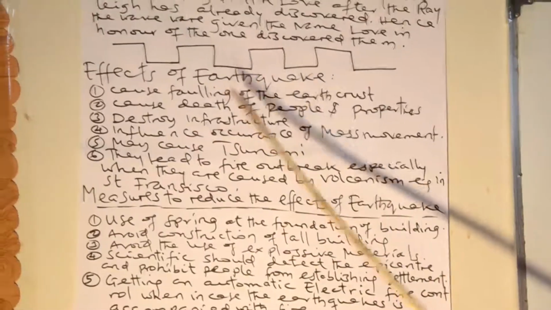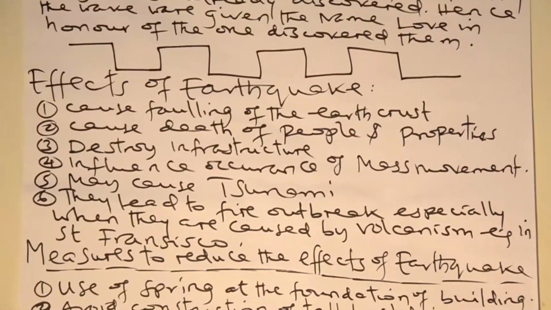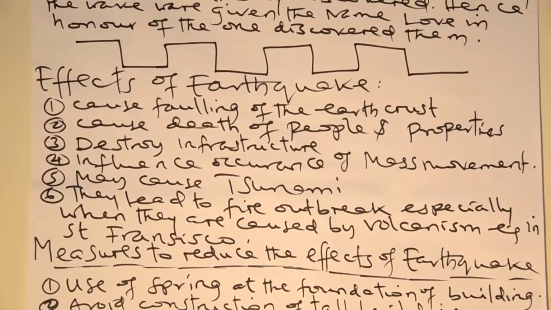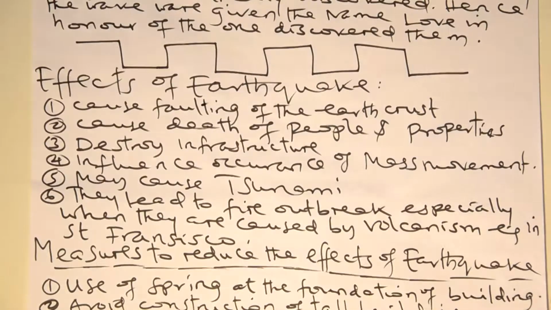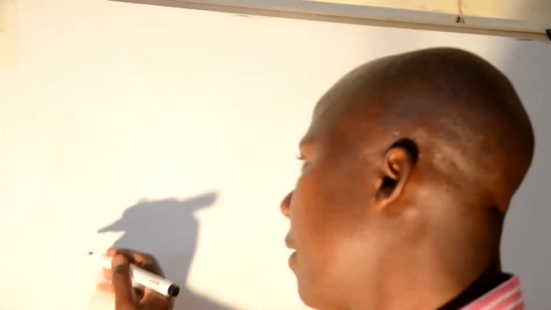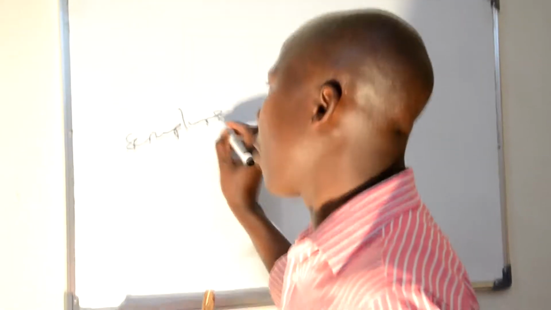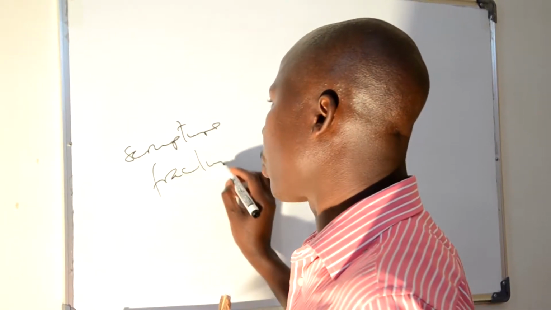Dear students, the effect of earthquake. Whenever the earthquake takes place on the Earth's surface, it can cause faulting of the Earth's crust. What is the meaning of faulting? Faulting refers to the fracture of the Earth's crust. Fracturing of the Earth's crust.